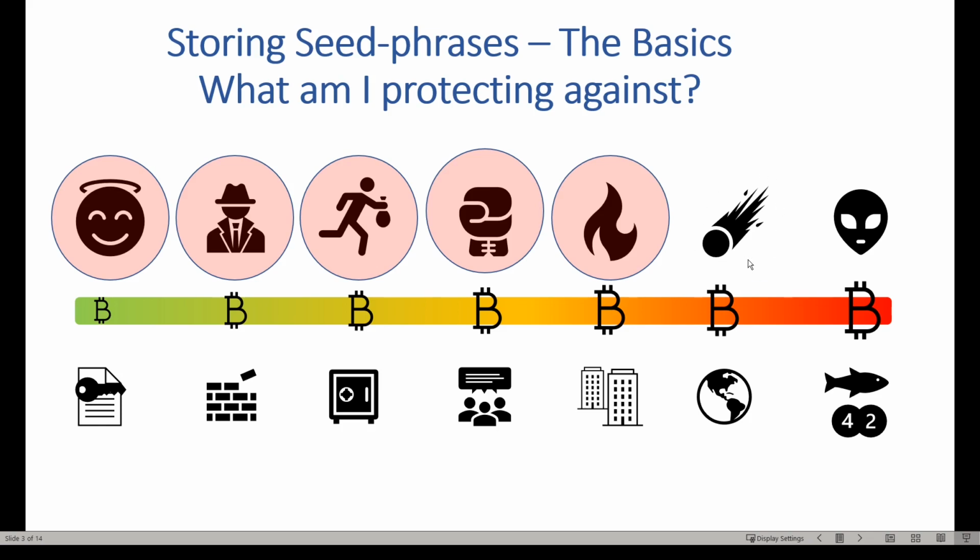So do we have to protect against a meteor hitting the Earth or against an alien invasion? Well, probably not. But we do need to protect against this spectrum of increasing levels of threat. And the methods we use to protect against these threats increases as the threat increases and as the size of the asset you're trying to protect increases. So it's a bit of a sliding scale, a bit of like we call a spectrum.